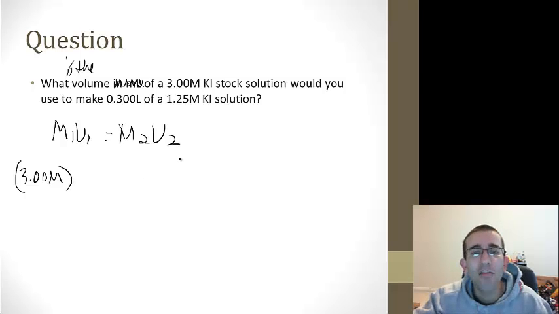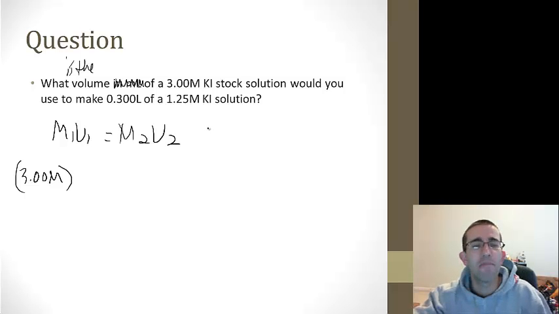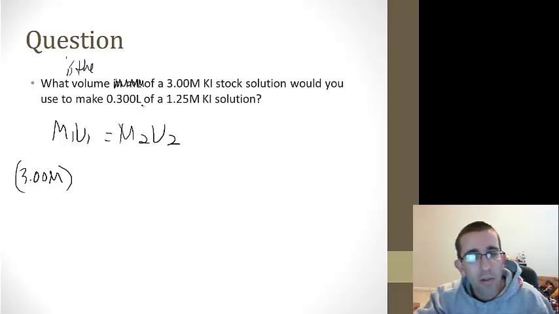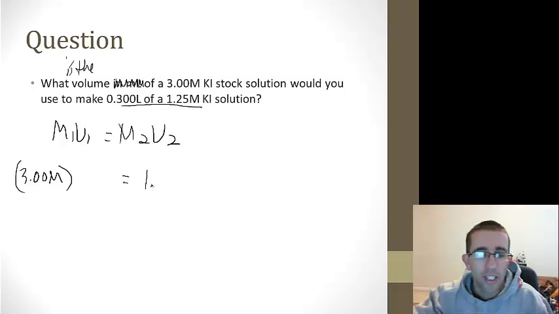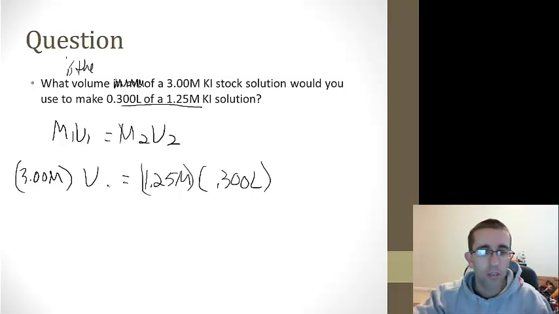Now, how do you know which one is V1 and V2? For this one, it's a little bit harder. Just see which molarity goes with which volume to make 0.300 liters of a 1.25 molar solution. These go together. So since this is your second molarity, then this volume must go with it. And so what we're trying to solve for is V1.